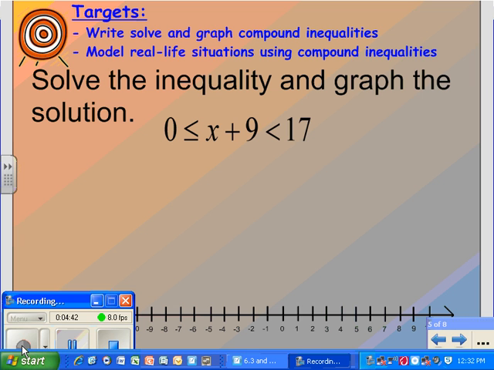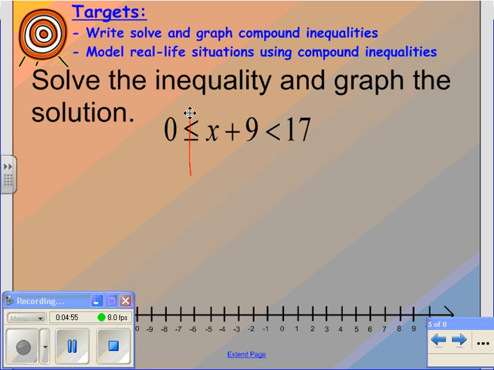So now we want to solve the inequality and graph the solution. What this is, is two inequality problems in one. So I'm going to draw a line coming down this way, and a line coming down this way, through my inequalities. Now, what would I do? I would solve both sides at one time. The first thing I would do is subtract 9 to get x by itself. So I'm going to subtract 9 over here on this side of the line, and on the left, I'm going to subtract 9 as well.